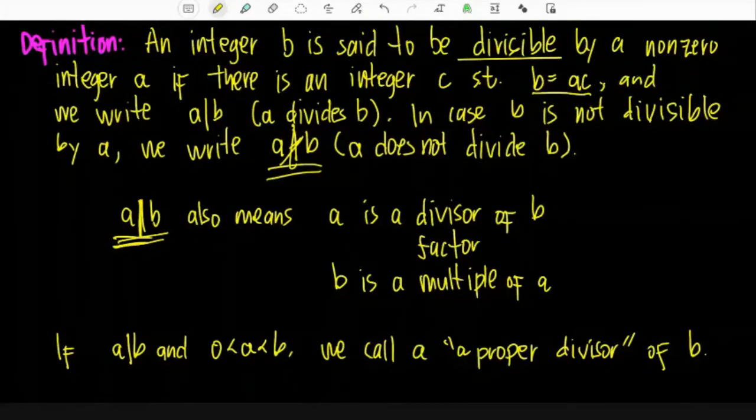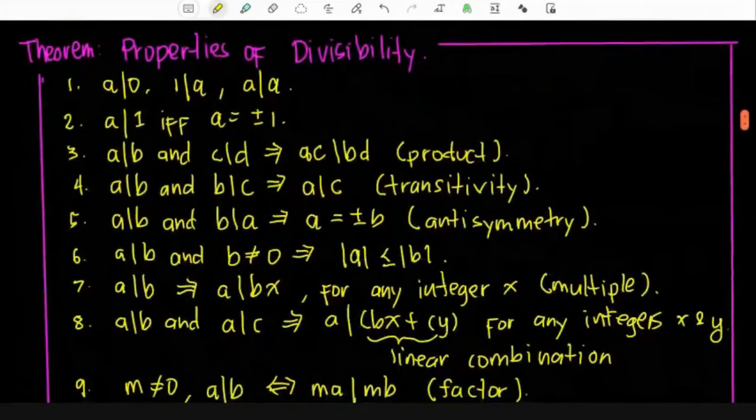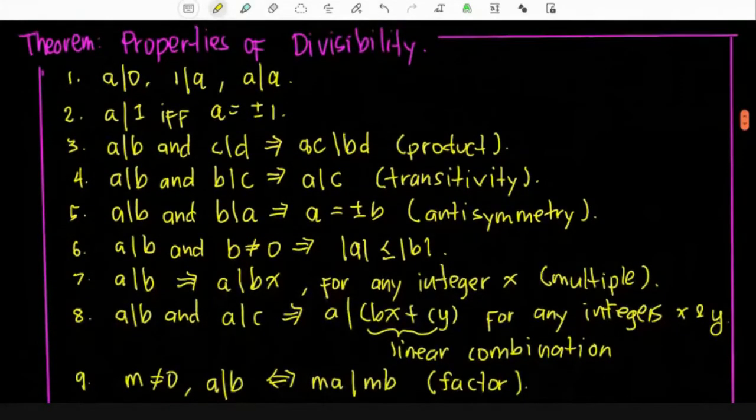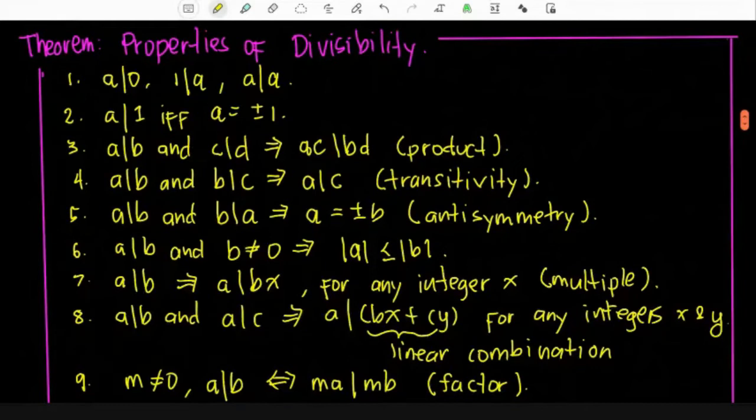Okay. So, here's our properties of divisibility. Medyo madami lang. Pero they are easy to remember naman, and we've almost already used all of them one point or another nung high school tayo or nung elementary tayo. Okay. A divides 0, that's obvious. 1 divides A, and A divides A. Number 2, A divides 1 if and only if A is either positive 1 or negative 1. So, ang mga divisor lang ni 1 ay positive 1 at negative 1 and no other.